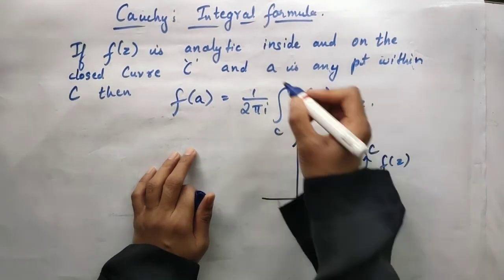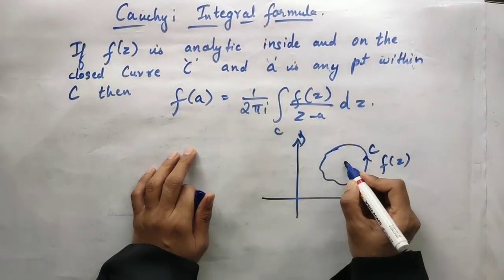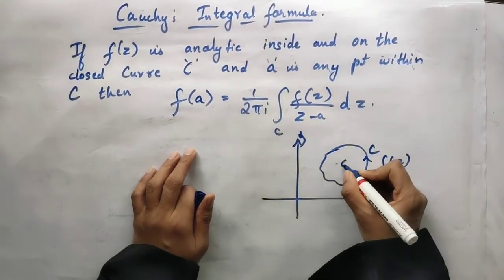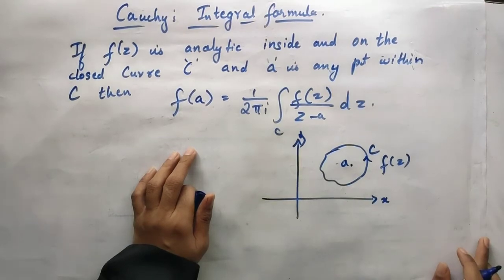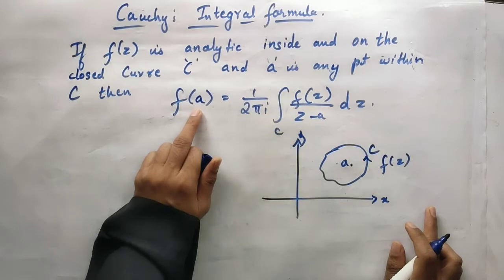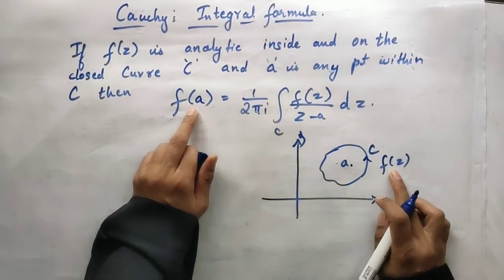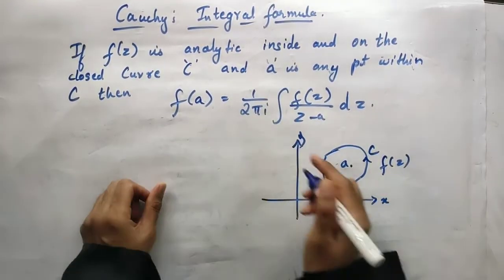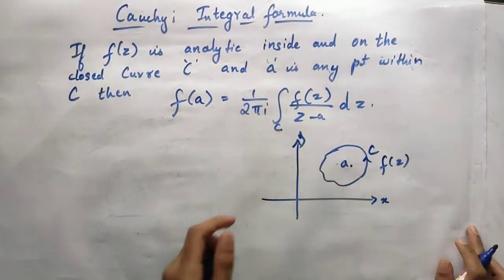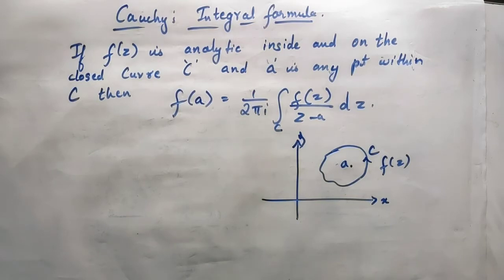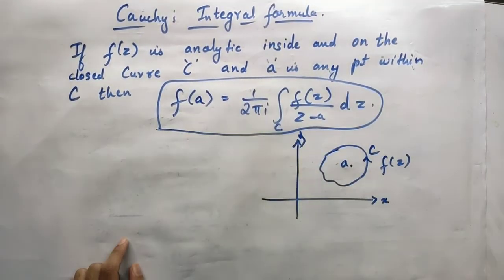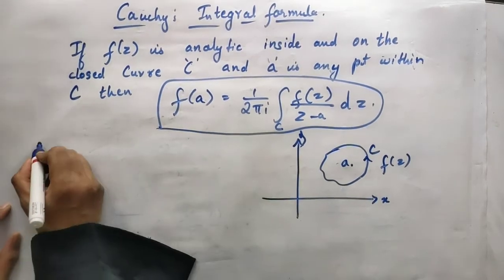And there is a point A. Say this is the point A. Okay, there is a point A inside the closed curve C, and if I want to find the value of the function at the point A, that is f of A, it will be given by 1 by 2 pi i integration over the closed curve C f of z divided by z minus A dz. This is Cauchy's integral formula. This we will be deriving.